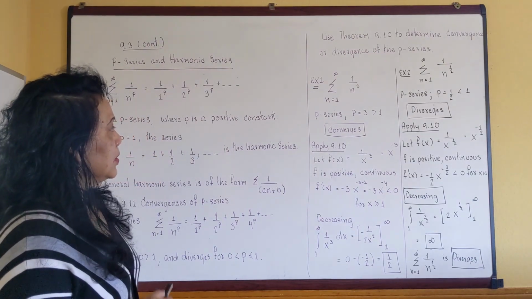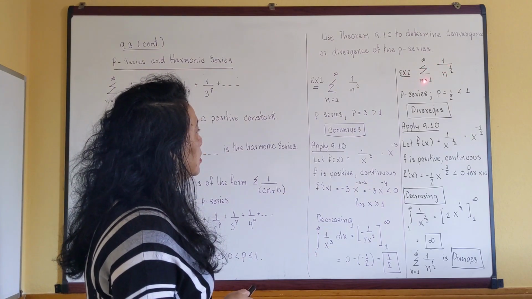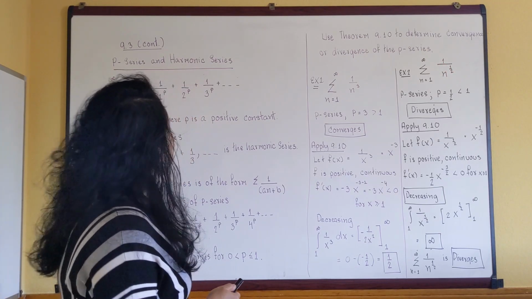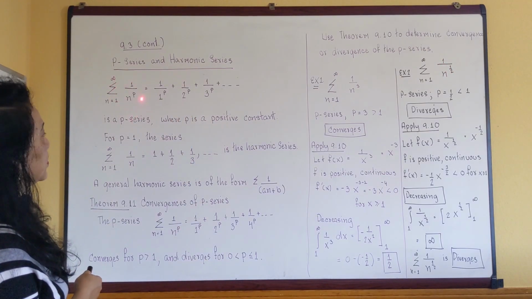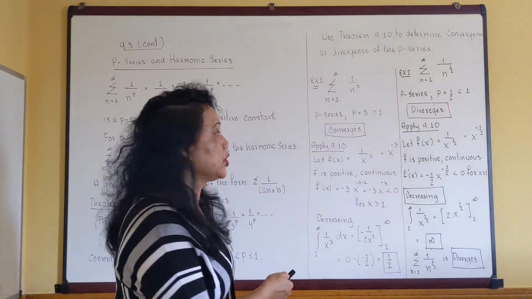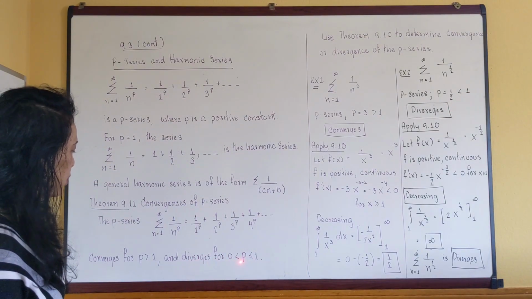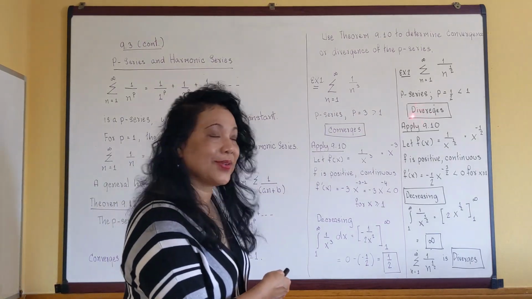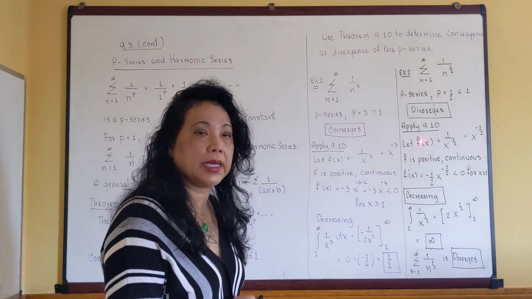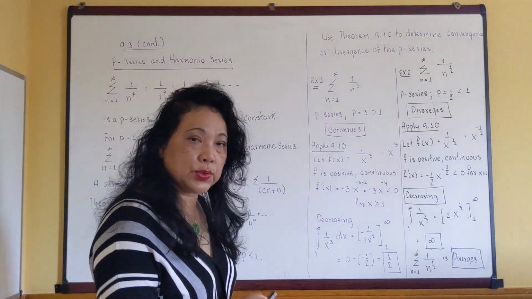Let's look at example 2. I have the series sigma n equals 1 to infinity, 1 over n to the 1/2. Let's compare to our general form here. You can see that my P is 1/2, which is less than 1, so it diverges. The P series says it diverges, but I'm going to apply 9.10, which is the integral test, to show what it diverges to.